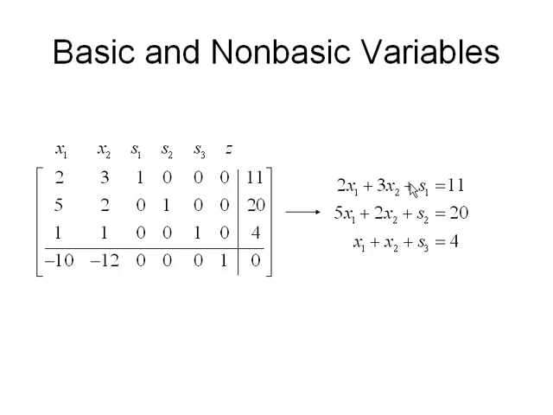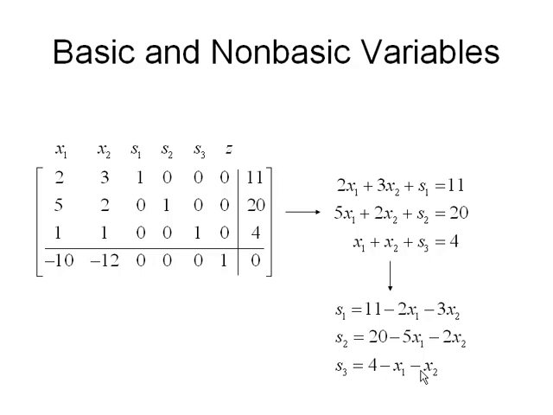What I want to do is take these 3 equations and solve them for s sub 1, s sub 2, s sub 3 in terms of x1 and x2. So I'm going to move the terms with x1 and x2 over to the other side. What that leaves me with is s1 equals 11 minus 2x1 minus 3x2. The second equation is s2 equals 20 minus 5x1 minus 2x2. And the third equation is s3 equals 4 minus x1 minus x2.